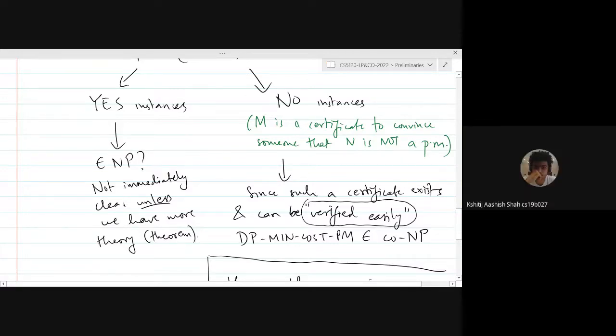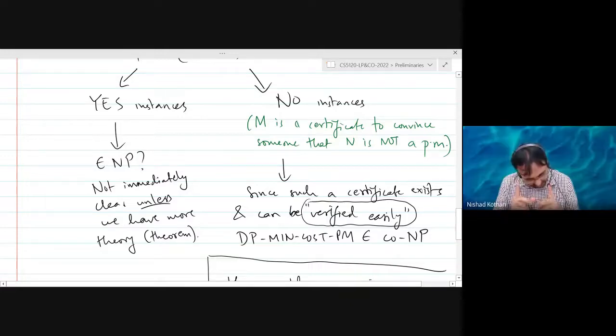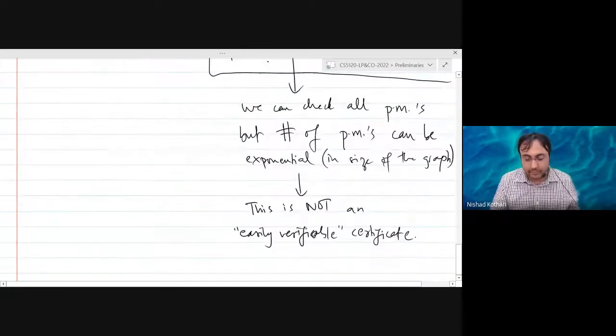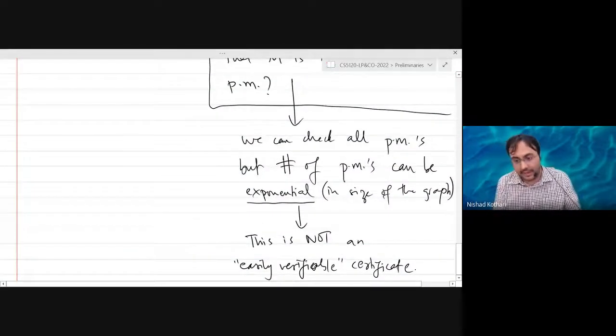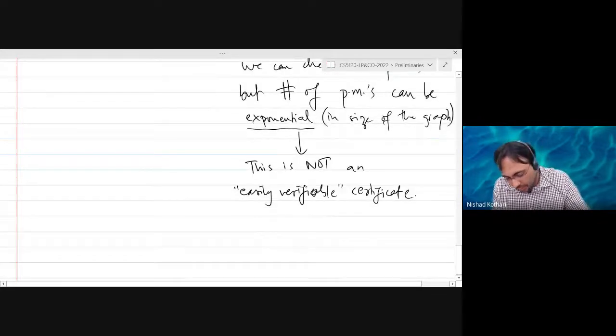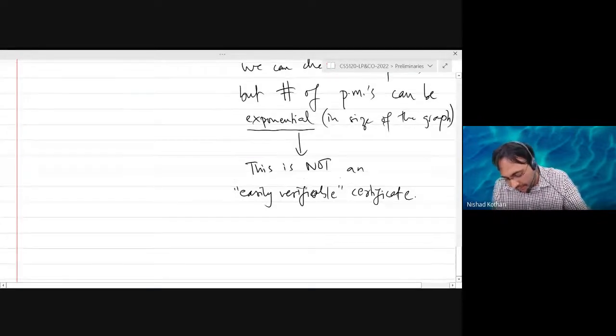Like one more doubt. In the other case, where we want to show the perfect matching with the least cost, the certificate is we can show all other matchings are higher, right? Right. The problem is it's not an efficient certificate because you will have to check all the perfect matchings, and that could be exponential in the size of the graph. So that is why I wrote it in double quotes here. It is not an easily verifiable certificate.